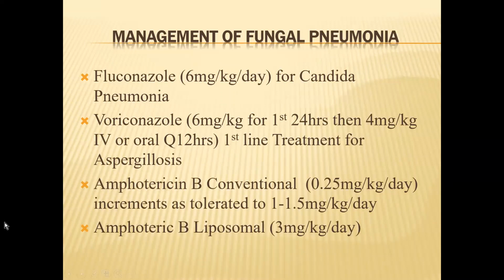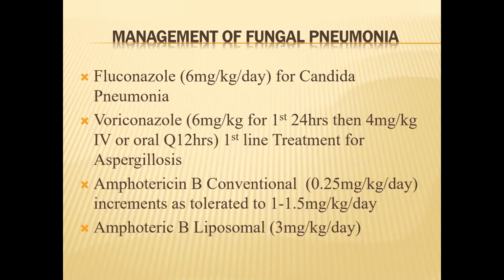Management of fungal infections: we prophylactically start fluconazole for Candida, so the incidence of Candida pneumonia is very low. And voriconazole, 6 mg per kg for the first 24 hours, and then 4 mg per kg IV or oral BD, is the first line treatment for aspergillosis. We usually do not move to amphotericin B or liposomal amphotericin B, because they have their own consequences, and the patient needs to be admitted for that drug. Voriconazole is easily available in tablet form, so we can treat the patient on oral voriconazole as well.